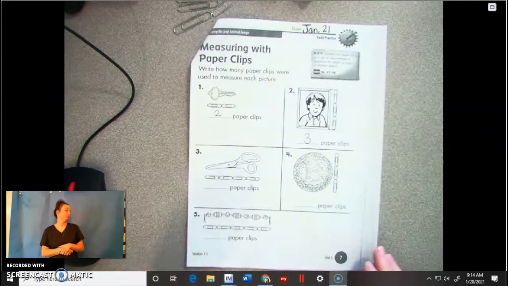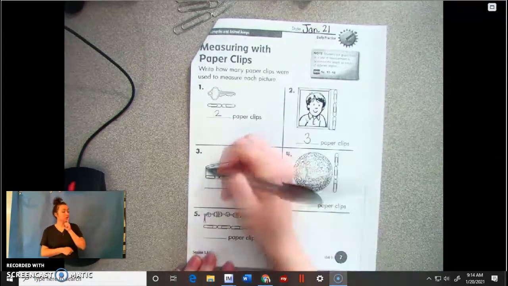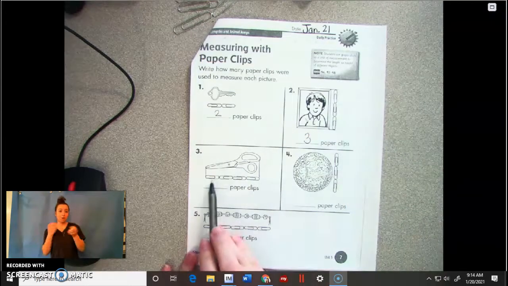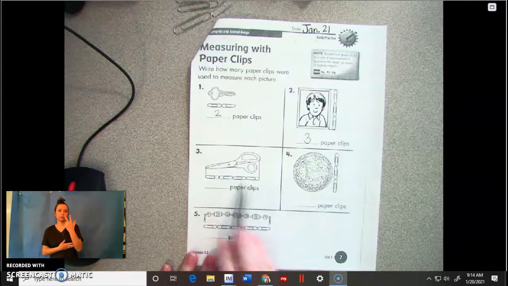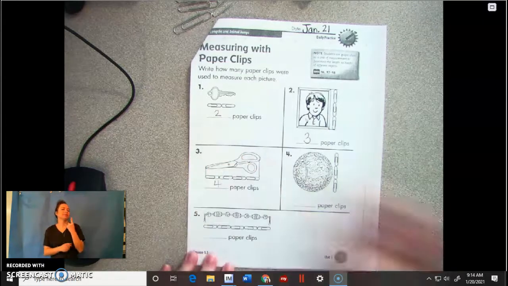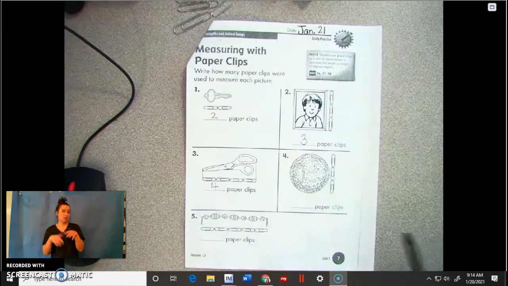All right, let's look at number 3. Let's look at our scissors. Make sure each end is lined up. All right, let's count how many. 1, 2, 3, 4. How many paper clips? 4. Good. All right, just a couple more on this page.